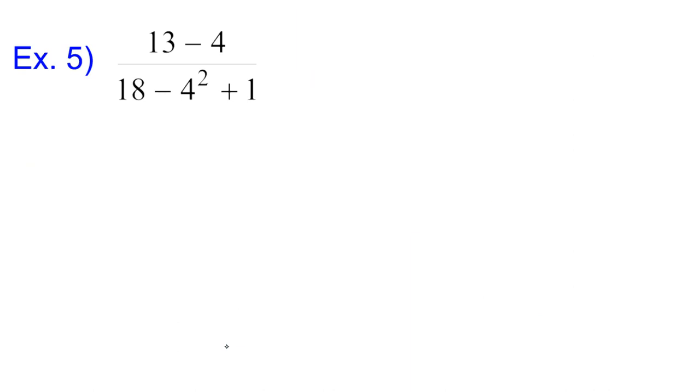Here's a great last problem for us to look at from order of operations. This is saying 13 minus 4 is divided by 18 minus 4 to the second power plus 1. Well, this bar right here, this division bar, kind of helps us with a grouping. So let's see if we can come up with the numbers in a better way so that we can group them effectively. So let's start with the top first. I have 13 minus 4. Well, 13 minus 4 we know is 9, so we'll leave that there for a second.